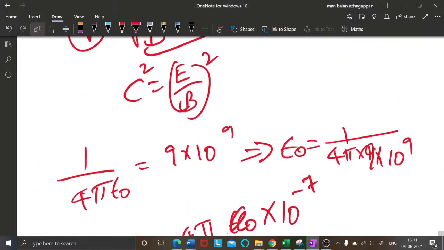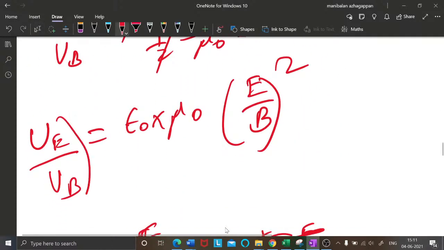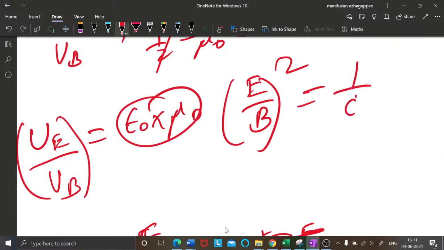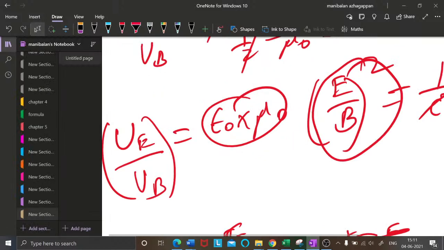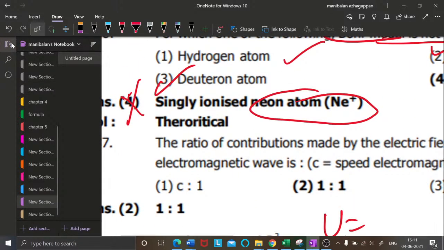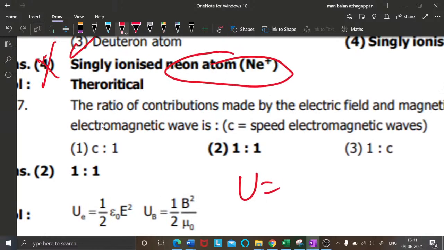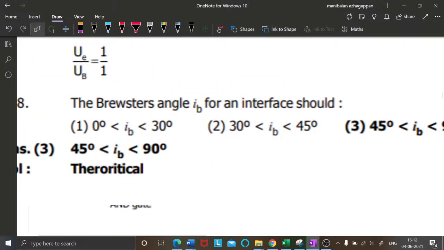The problem is the ratio of electric field energy and magnetic field energy. So electrical energy by magnetic energy: one value I get as 1 by c square, the other as c square. C square gets cancelled and I get a 1:1 ratio. So this answer is going to be 1:1, because we made them equal, and relating all the constant terms, I get 1:1.